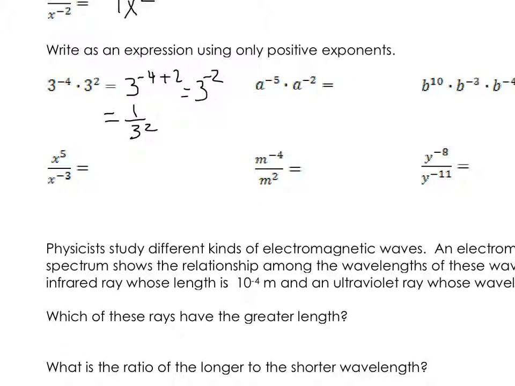A to the negative 5 times a to the negative 2 is a to the negative 5 plus negative 2. That's a to the negative 7, but our final answer can only have positive exponents, so it's 1 over a to the 7th. Let's circle our answers here.